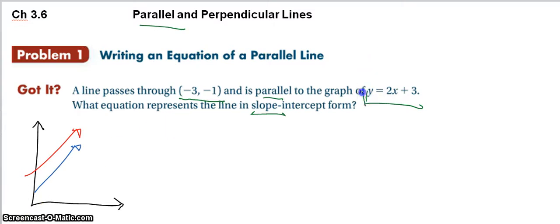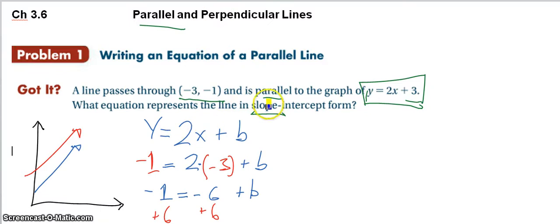So this graph, however, goes through a y-intercept of 3, so it's probably maybe the higher one. So we will write a new function in slope-intercept form using this x and this y from this point. So go ahead and try that on your own. I'll come back with a little bit of help. Pause and give it a shot.